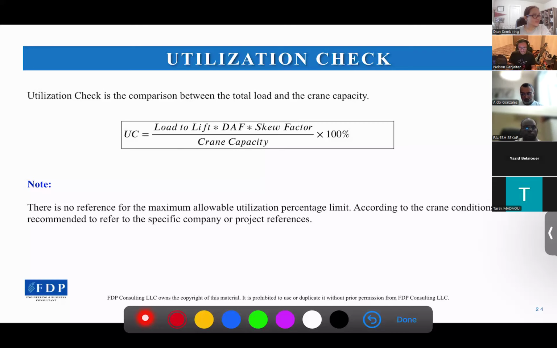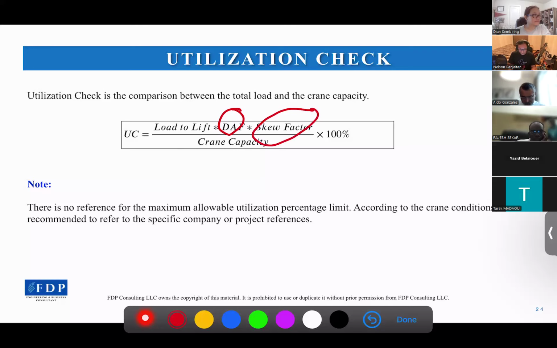Now, how to calculate the UC? Basically, it's just load per capacity times 100%, but the load here should be the load to lift with dynamic factor, and skew factor if you have a multi-cranes arrangement here. And the load to lift is the gross weight of the object plus rigging and hook and reeving.